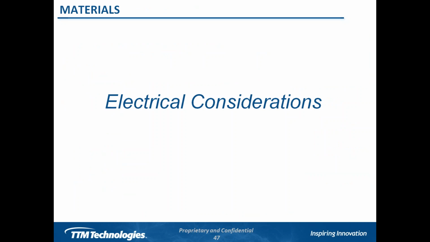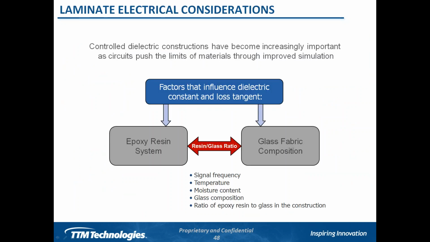On the electrical side, of course, there's always factors that influence decision-making on this side. From our perspective, what drives dielectric constant and loss tangent, which are the two main parameters for electrical on our side? The epoxy resin system is one. So what are the parameters of that system on its own? DK, DF. And then finally, the glass fabric composition.